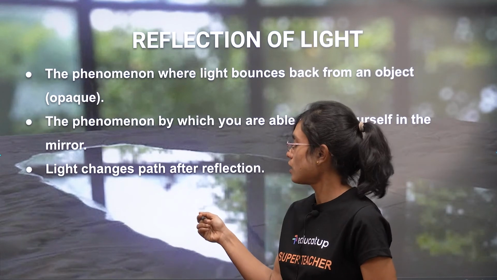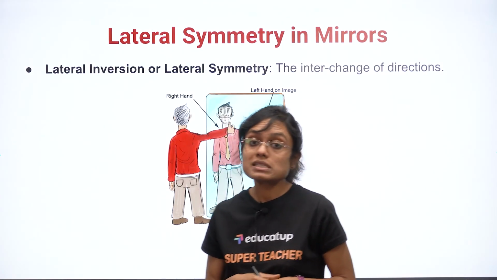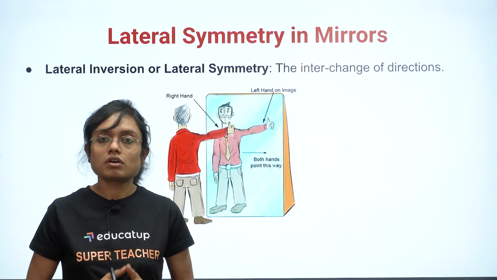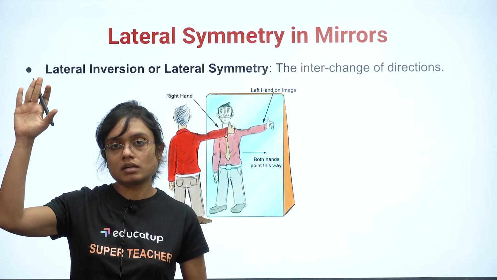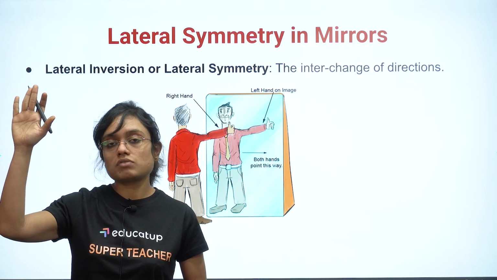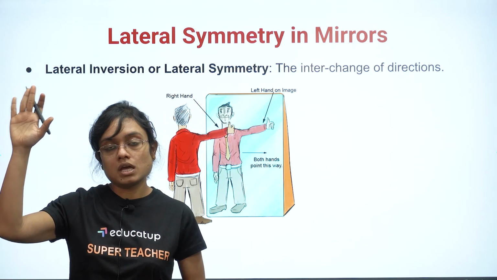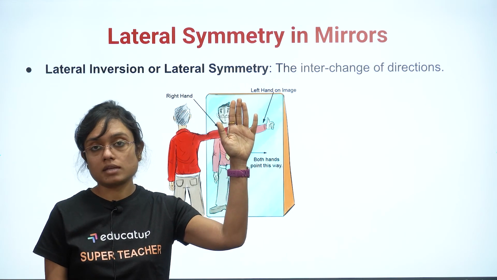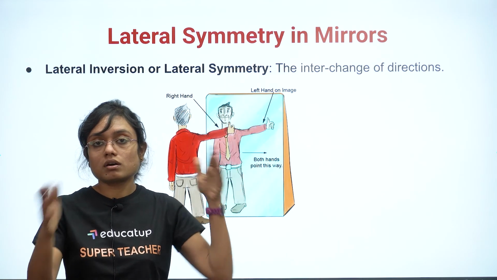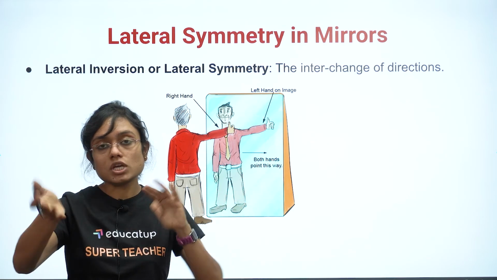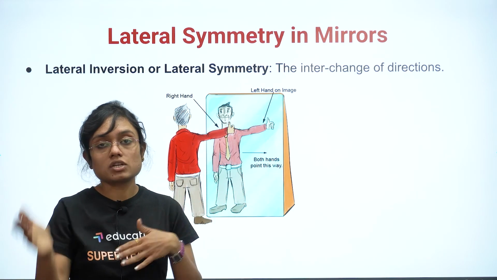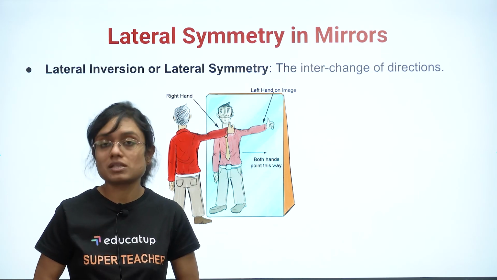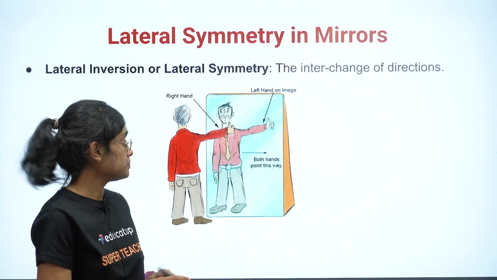Now, lateral symmetry in mirrors, very important concept, children. When you are standing in front of the mirror, raise your right hand. It will appear to you as if you are raising your left hand. If you will raise your left hand, it will appear to you as if you are raising your right hand. This particular, you can say, interchange of sides or interchange of directions from right to left, left to right. This is known as lateral symmetry. All right?